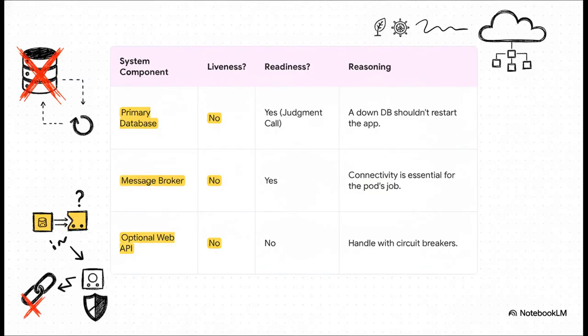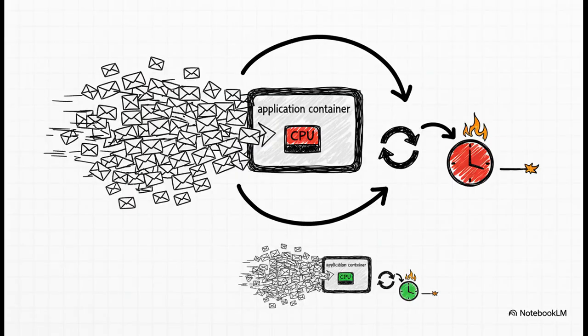This table really lays it out. Your primary database? Absolutely not in the liveness check. But in readiness? Yeah, probably. If your app can't do its job without the database, then it's not ready for traffic. Same logic for a message broker. But what about some non-essential, optional API calls? No for both. Your application should be resilient enough to handle that with something like a circuit breaker, not by failing a health check.